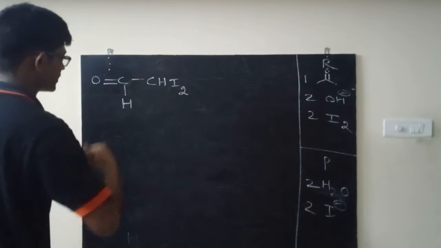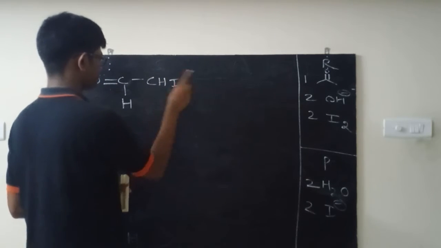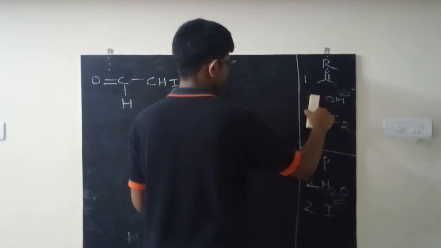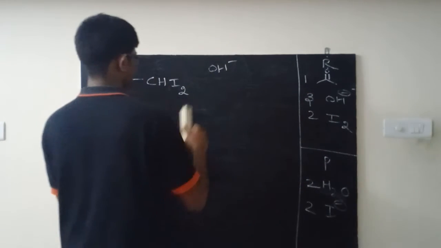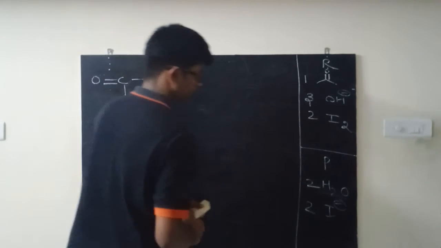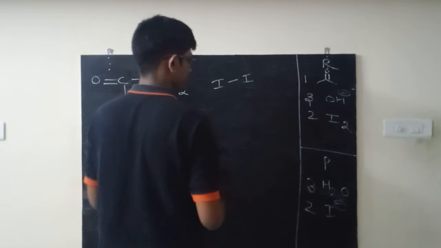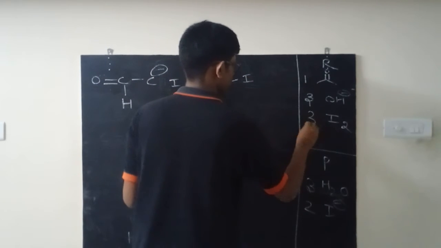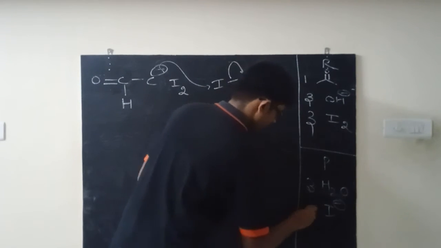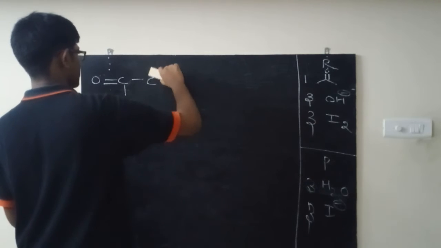Then I do the same thing again. I look at this and take another OH minus. So now my reactant side has 3 OH minus, right? It's going to take up a hydrogen, H plus. I'm going to get CI2 minus. H plus and OH minus are going to give me water, so this again becomes 3. I'm going to take another iodine molecule, so this becomes 3. This guy is going to attack, this guy is going to leave. I get one more I minus in solution, and I am left with this compound, CI3.